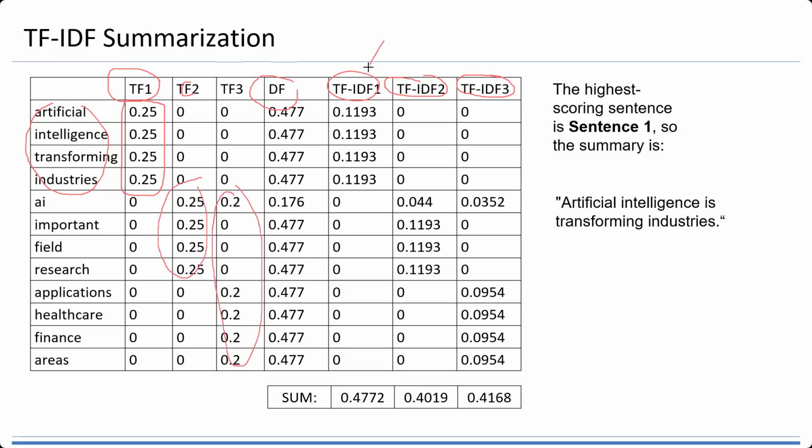We want to do the summation from the TF-IDF result. So the document 1 or the sentence 1 is 0.4772. The document 2 is 0.4019. And the document 3 is 0.1468. Based on this result, the highest scoring sentence is sentence 1. This is the highest scoring. Then we can just make a summary. The summary will be: artificial intelligence is transforming industries. So this is the sentence 1. So we know this is the extractive summarization.